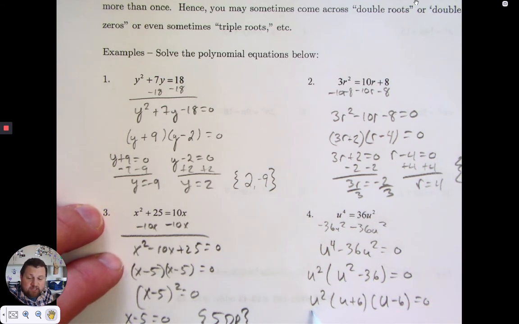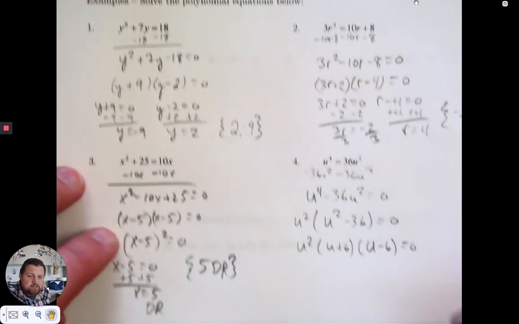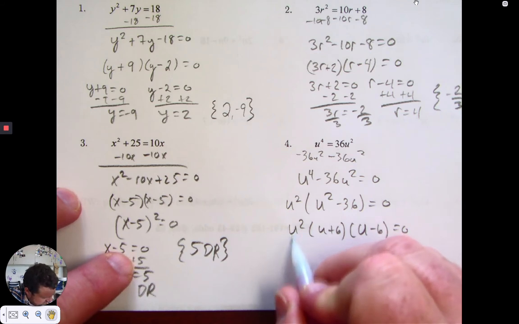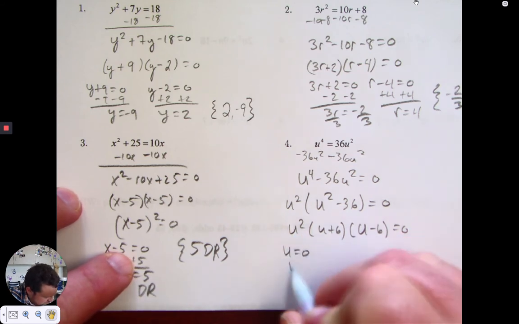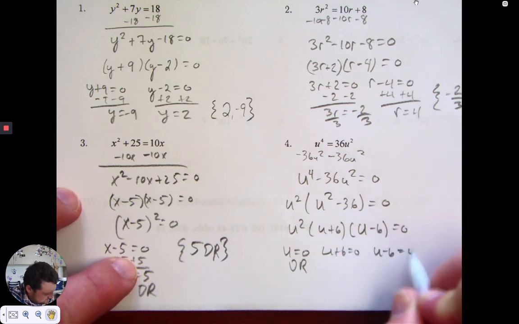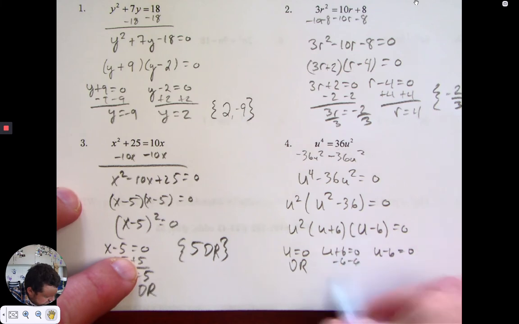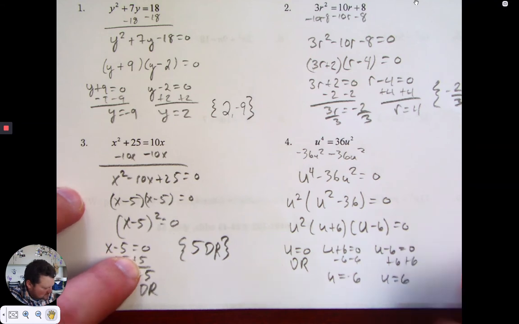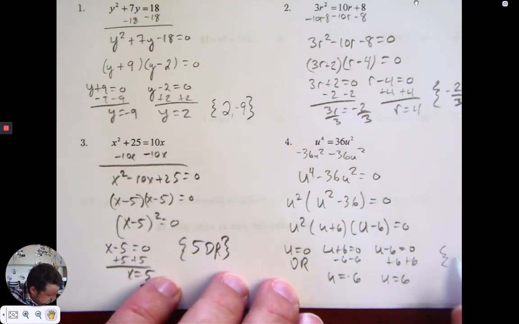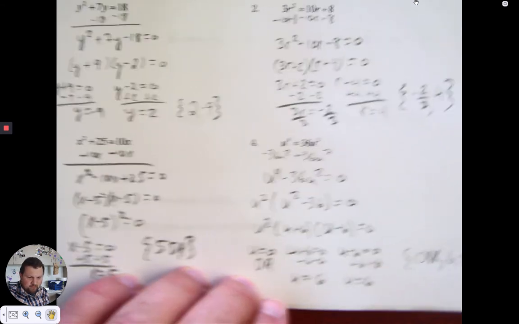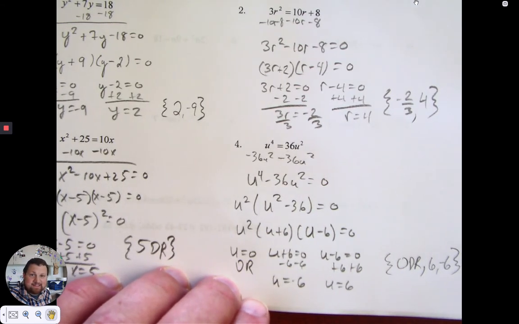Now we have this squared situation, right? So that's really u times u. So this is another situation where it's a double root. So we could have u equal to 0, which is the double root. We could have u plus 6 equals 0, or we could have u minus 6 equals 0. So we subtract 6 from both sides, u can be negative 6, add 6 to both sides, u can equal 6. So in our solution notation, we write it as 0, which is a double root, and then we have 6 and negative 6. Oh, got to get it on the screen.